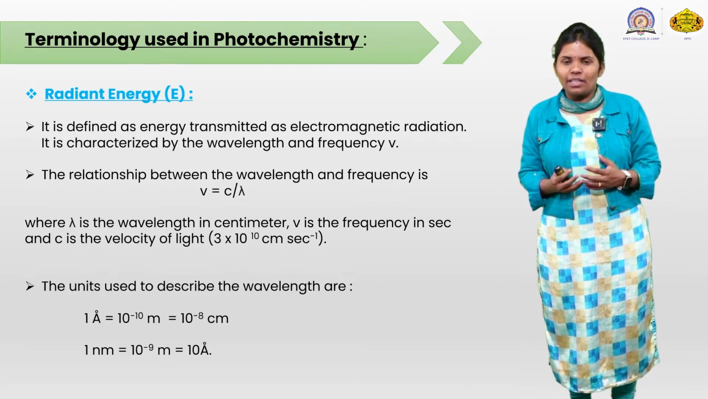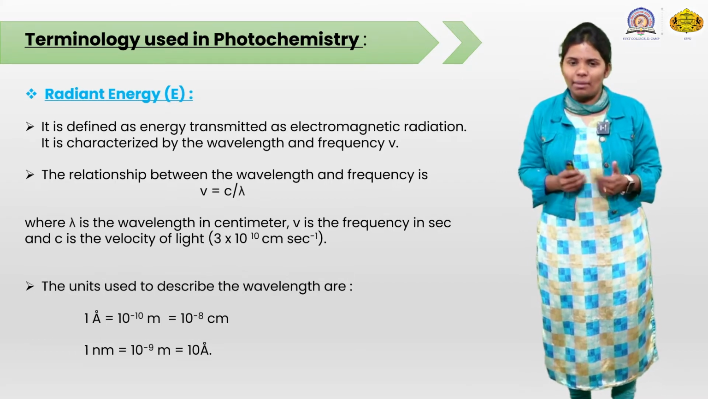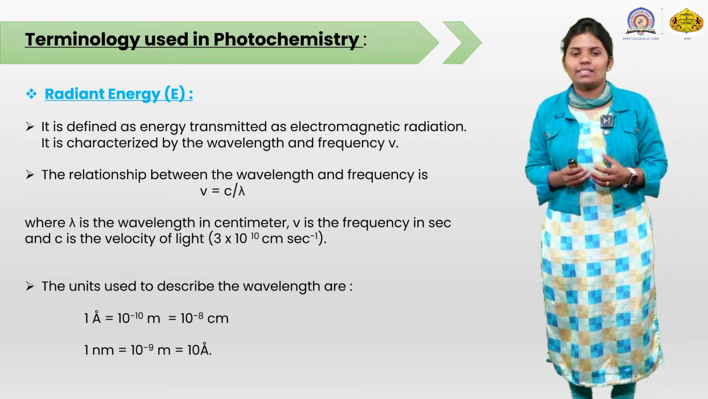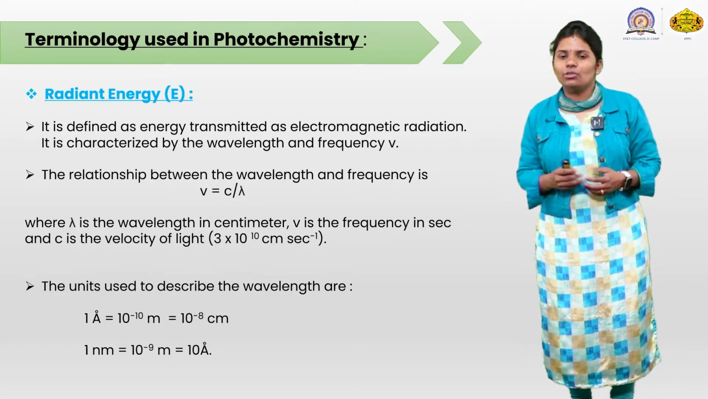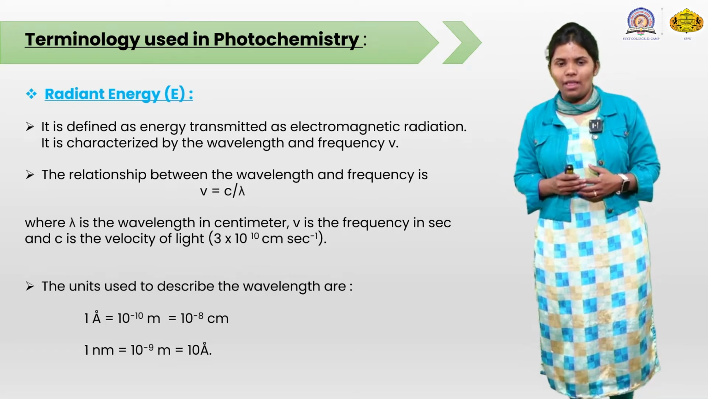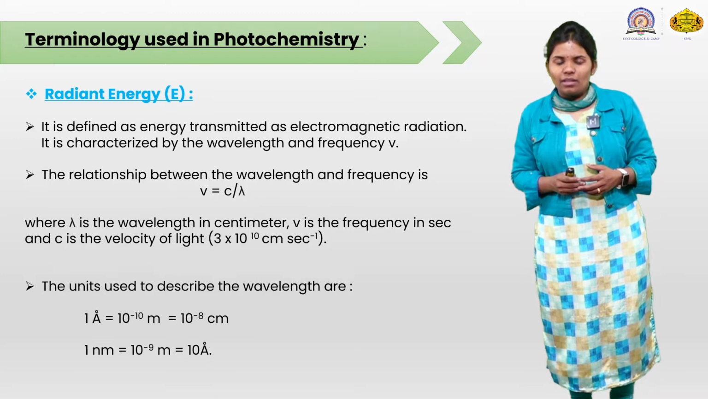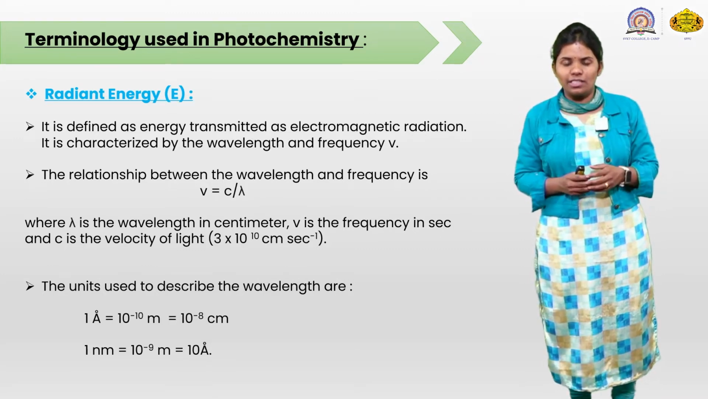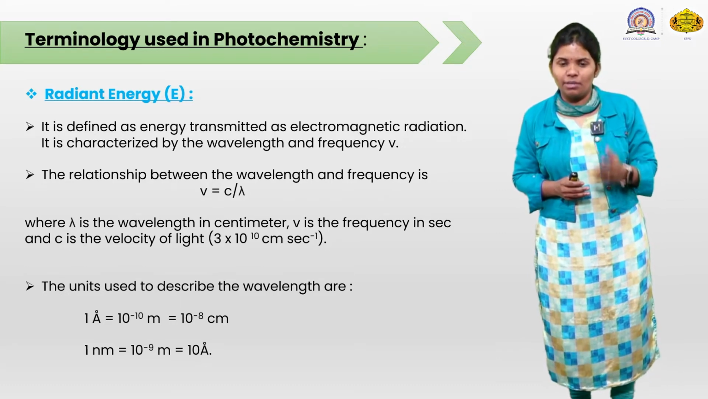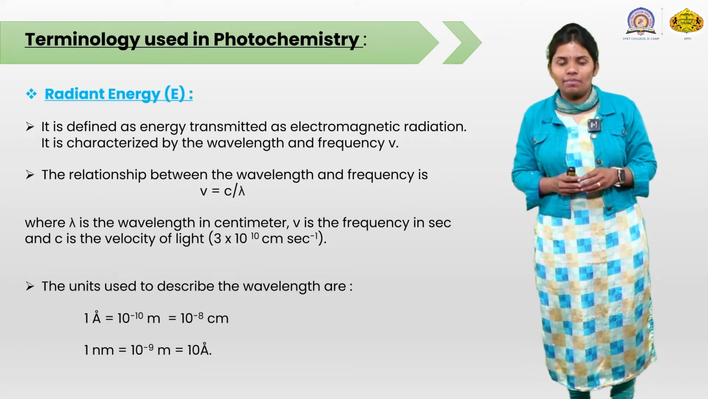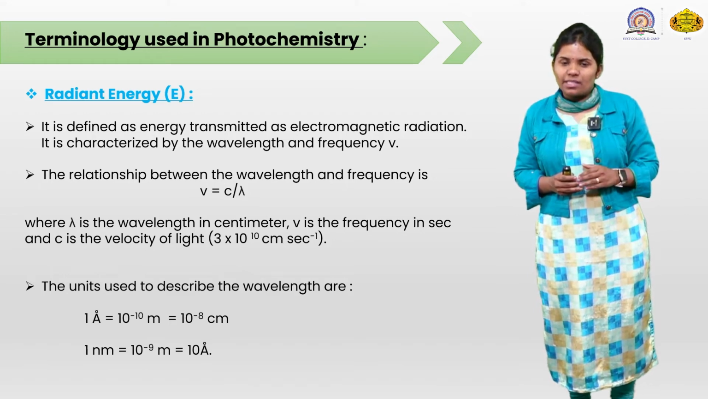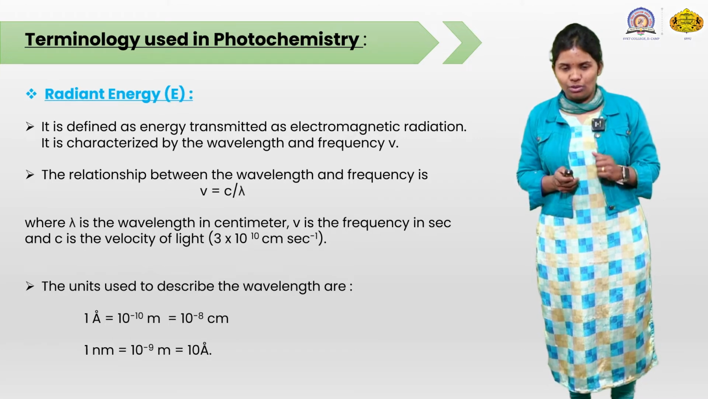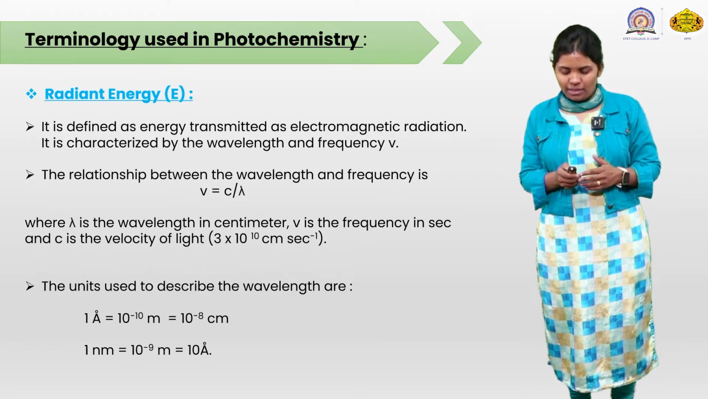The relation between the wavelength and frequency is nu equals c upon lambda, where lambda is the wavelength in centimeter, nu is the frequency per second, and c is the velocity of light, that is 3 into 10 raised to 10 centimeter per second. What are the units of wavelength? You can write it in angstrom or in meter. There is a conversion: 1 angstrom is equal to 10 raised to minus 10 meter, 10 raised to minus 8 centimeter. 1 nanometer is equal to 10 raised to minus 9 meter and is equal to 10 angstrom. So you can put wavelength in this format.